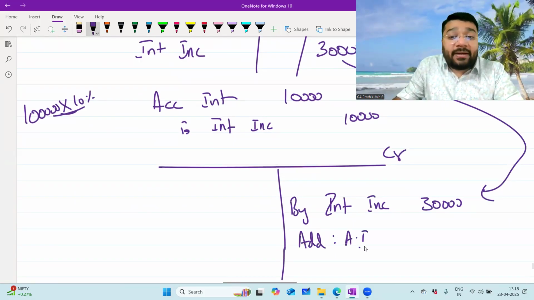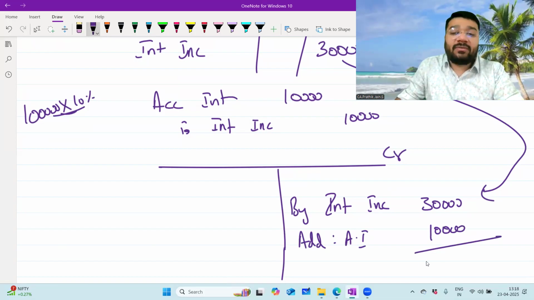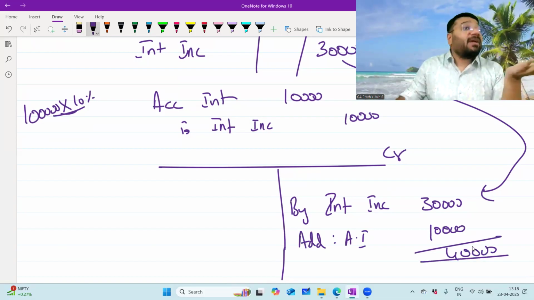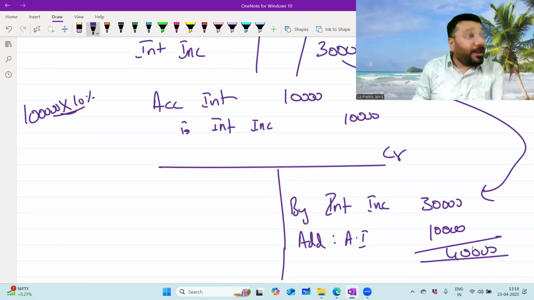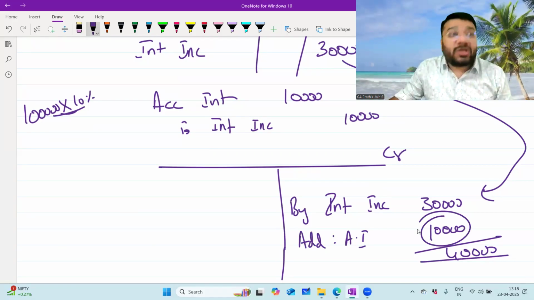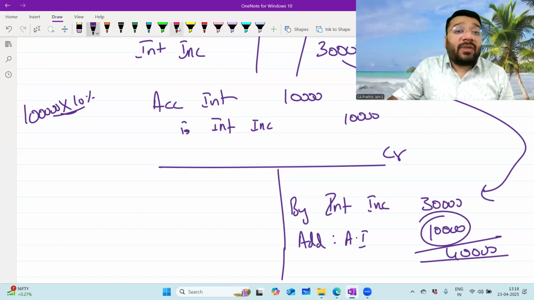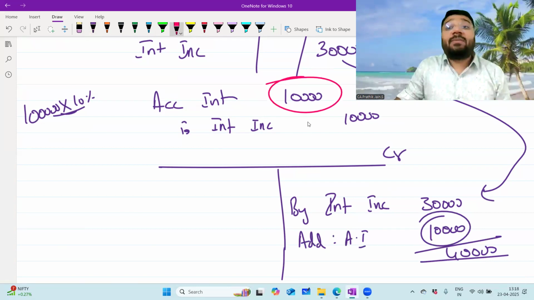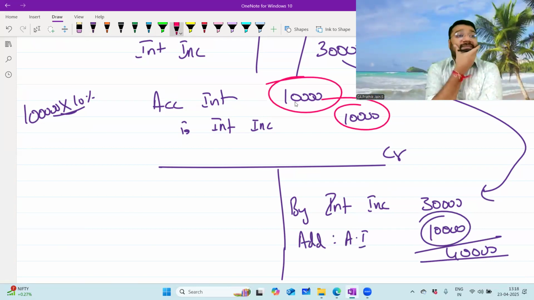Add accrued interest. How much? 10,000. Total income, how much? 40,000. In this 40,000, 30 received, 10 not received. Correct? My question to all of you: this 10,000 that you've added here, is it because of the debit part of the journal entry or is it because of the credit part of the journal entry?